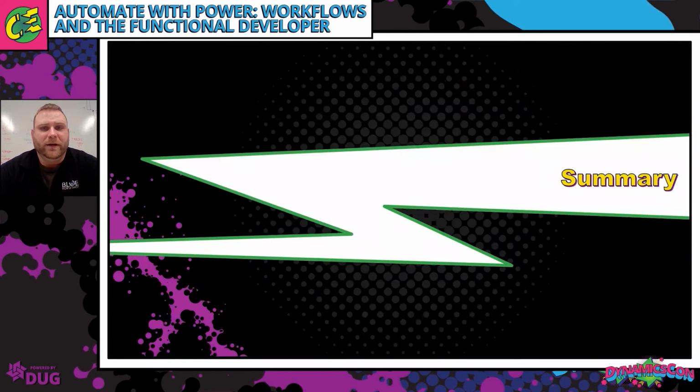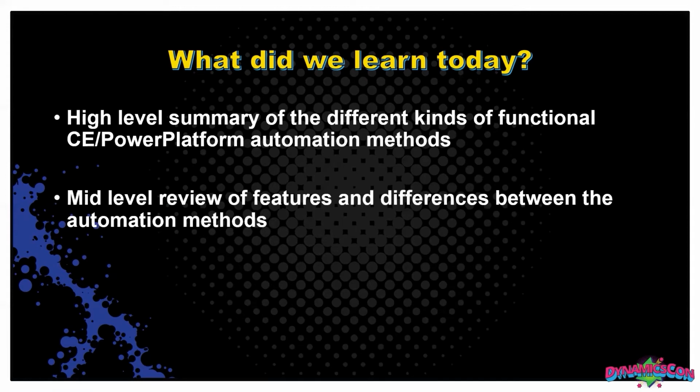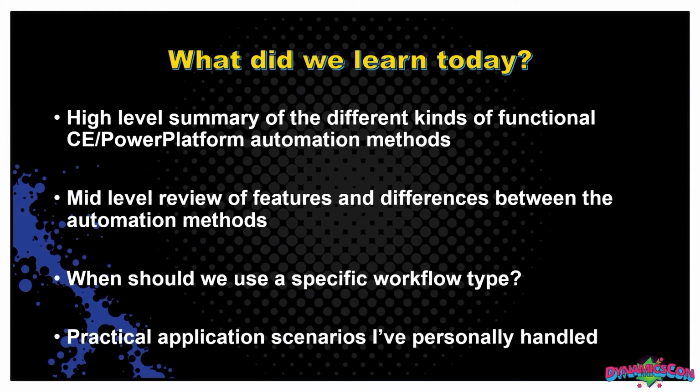All right, so in summary, what did we learn today? Well, we got a high-level summary of the different kinds of functional CE PowerPlatform automation methods. We got a medium-level review of the features and differences between the automation methods. We talked about when we should use a specific workflow type, and we talked about some of the practical application scenarios that I've personally handled.